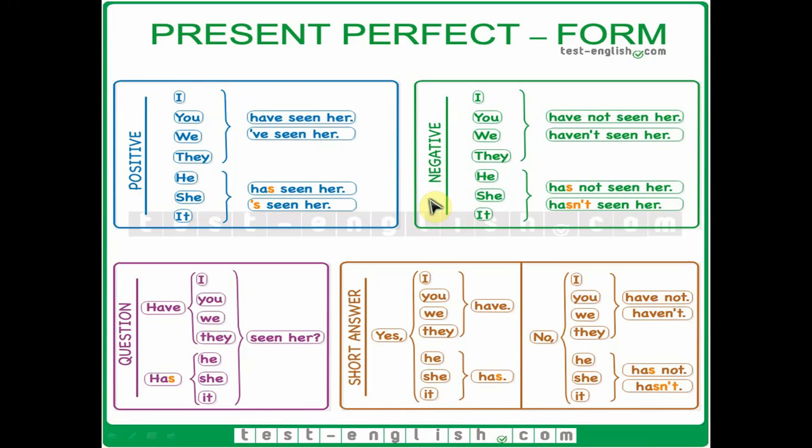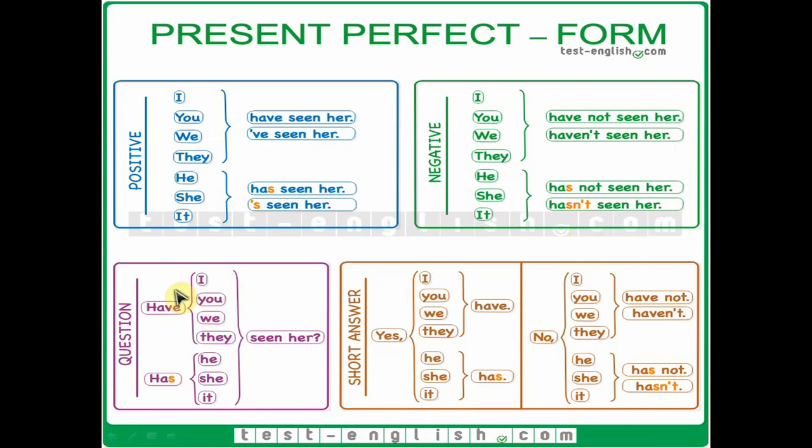The negative form. We start with the subject, then have or has. Then we have to put not to make a negative sentence. So after have or has, we put not, then the past participle verb. So the difference between the negative and the positive here is not. After have or has, in the negative sentence, I have to put not.